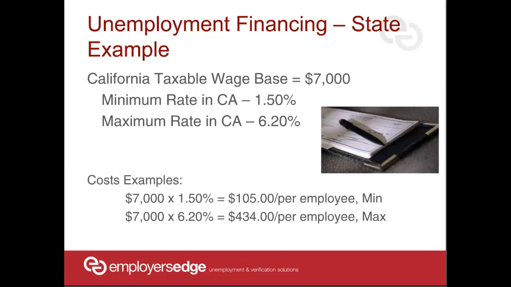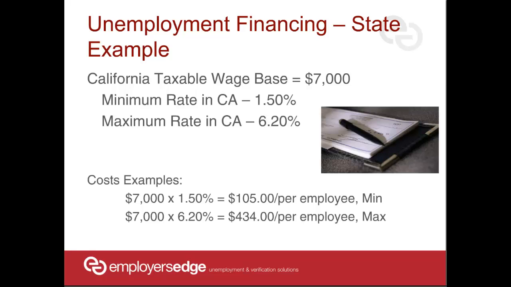Now, I will tell you, this taxable wage base in California is the lowest. It can't go any lower than $7,000. Some states are up there in the high $30,000 range. Colorado, as an example, is around $11,700. That's their taxable wage base. Texas is around $9,000. So again, every state is a little different.